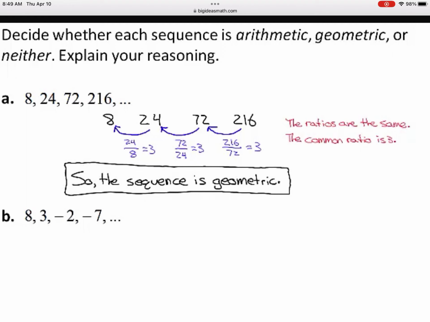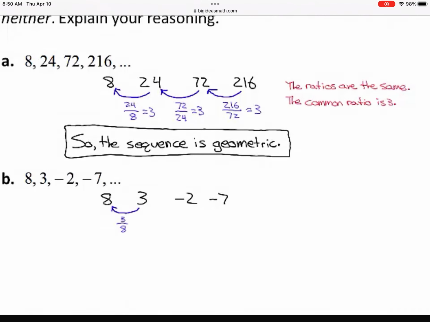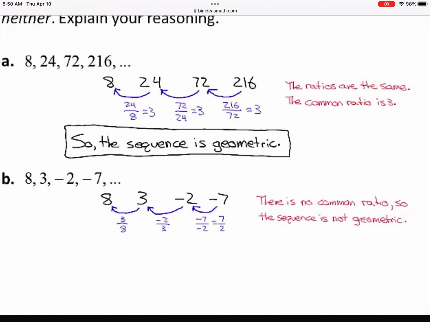Part B. 8, 3, -2, -7. First, find the ratio between each pair of consecutive terms. The ratio between 8 and 3 is 3 divided by 8, or 3/8. The ratio between 3 and -2 is -2 divided by 3, or -2/3. And the ratio between -2 and -7 is -7 divided by -2, or 7/2. There is no common ratio, so the sequence is not geometric.